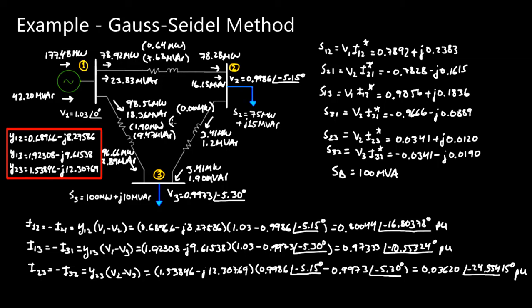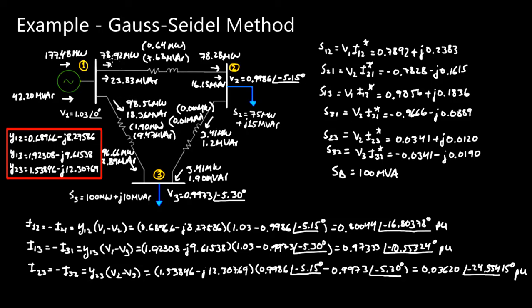And so just a couple of checks here that you can make to make sure that your calculations are correct. If you notice here, we're injecting 177.48 megawatts into this bus. And we see that we have 78 flowing through this transmission line and 98 flowing through this transmission line. So these two numbers added up should add up to this number. And we see that that's the case. So we have 98 point something and 78 point something, so that's roughly 177 megawatts.